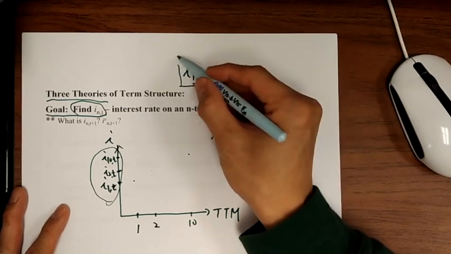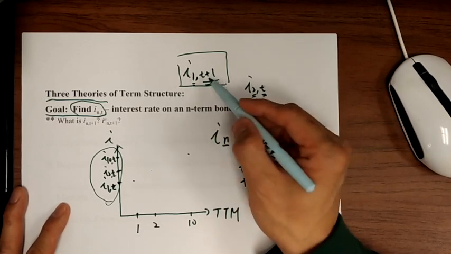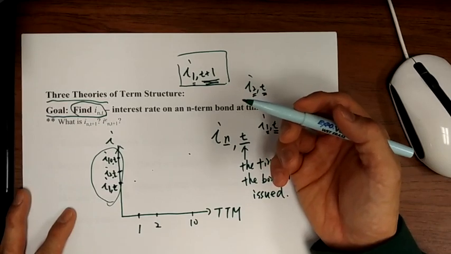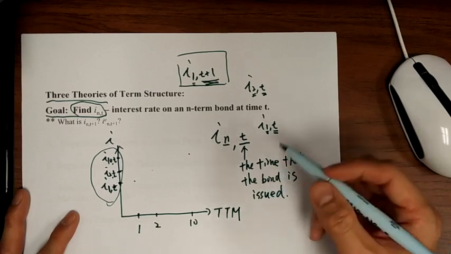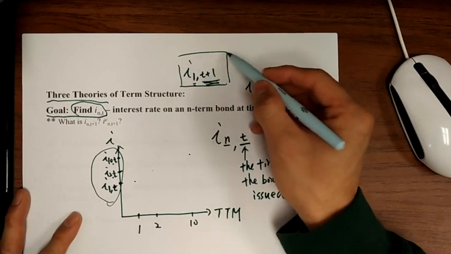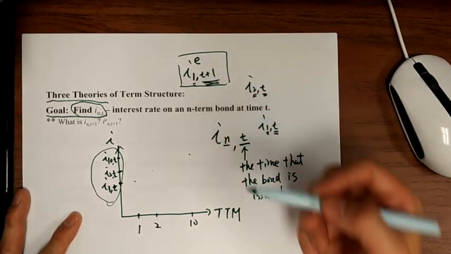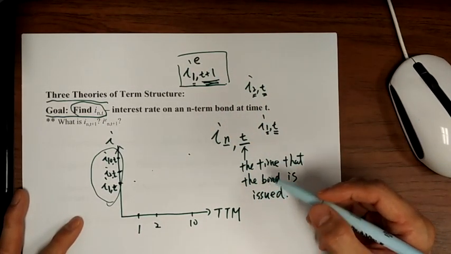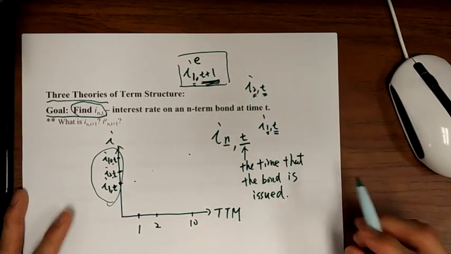But there is a problem of this notation. Why? Do you know 1-year bond interest rate tomorrow? The answer is no, because that 1-year bond is not issued yet. Therefore, you don't know the 1-year bond interest rate tomorrow. Therefore, this notation doesn't make sense. Therefore, we want to add an E superscript. What does that mean? That means the expected 1-year bond interest rate next period.